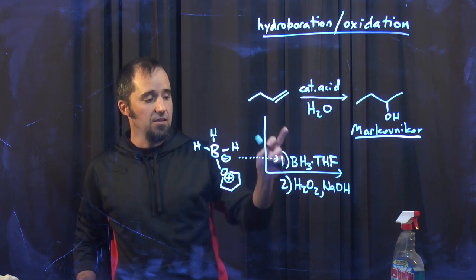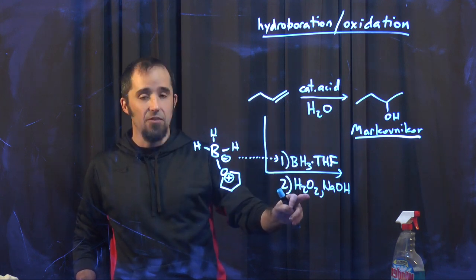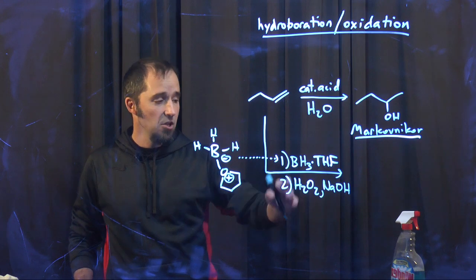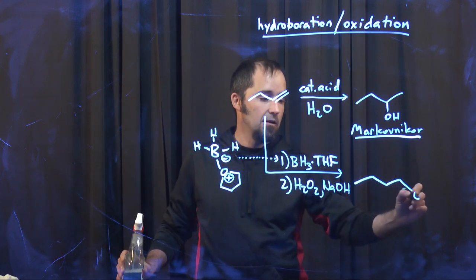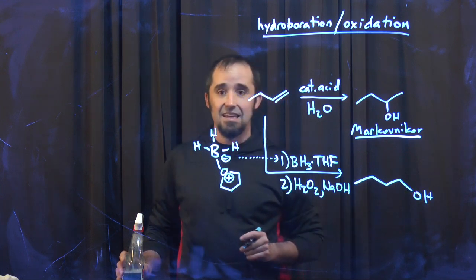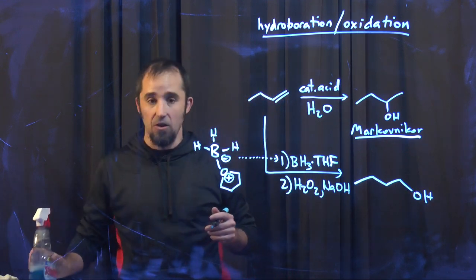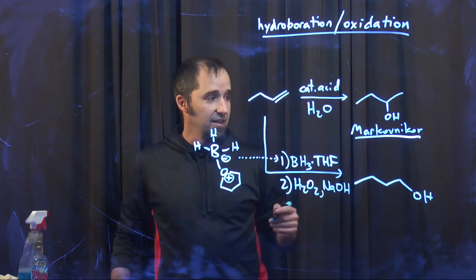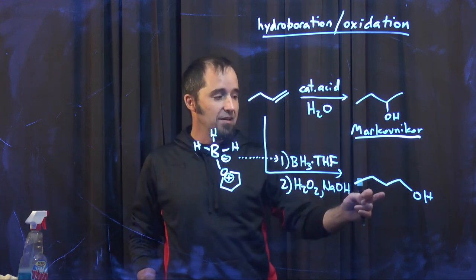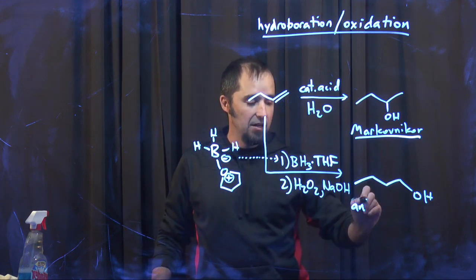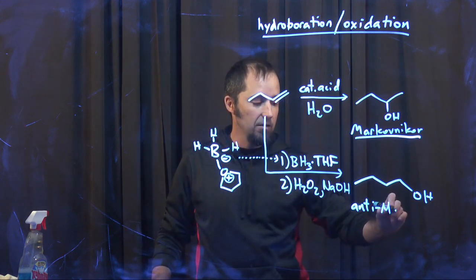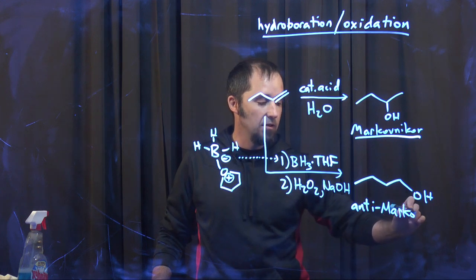Anyways, if I take an alkene, react it with BH3, and then peroxide and base, what I just laid out is that I will get the less substituted alcohol, the other alcohol. All right, so not the Markovnikov alcohol. We need to come up with a name for this one. Let's call it the anti-Markovnikov, because we are entirely bereft of creativity.